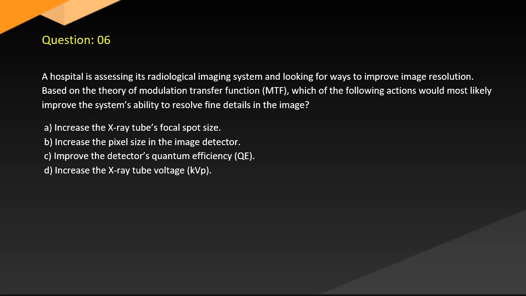Question 6. A hospital is assessing its radiological imaging system and looking for ways to improve image resolution. Based on the theory of modulation transfer function (MTF), which of the following actions would most likely improve the system's ability to resolve fine details in the image? A. Increase the X-ray tube's focal spot size. B. Increase the pixel size in the image detector. C. Improve the detector's quantum efficiency. D. Increase the X-ray tube voltage.